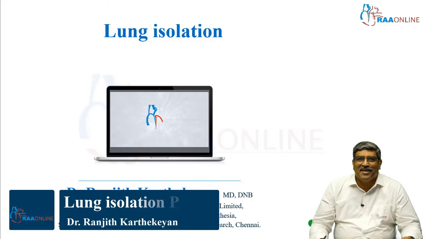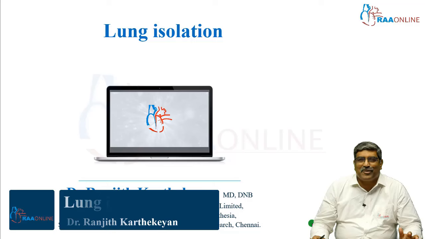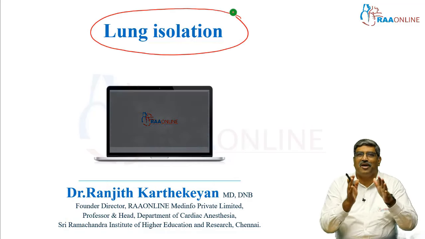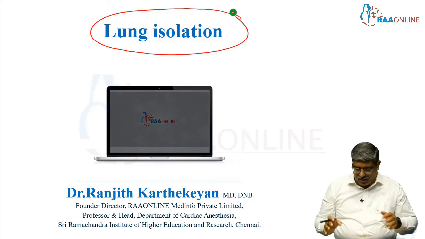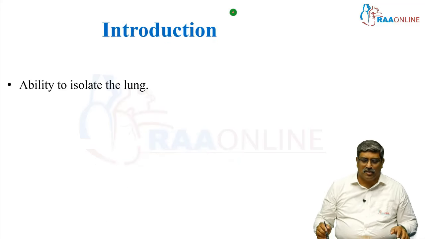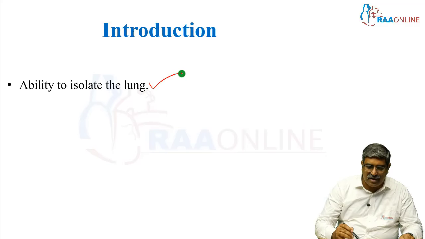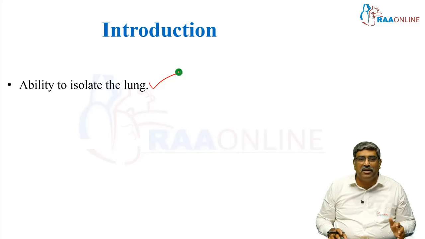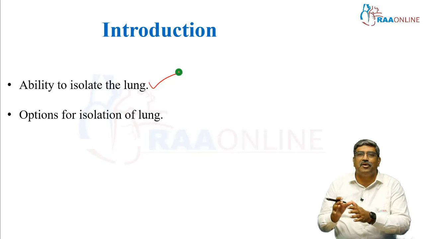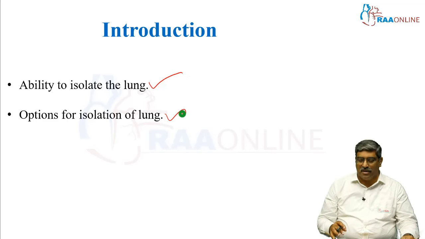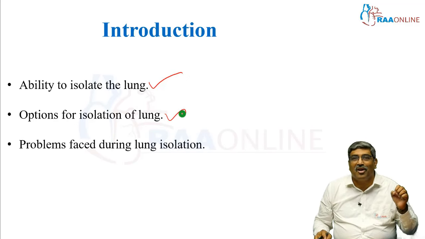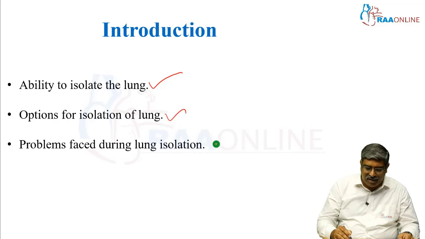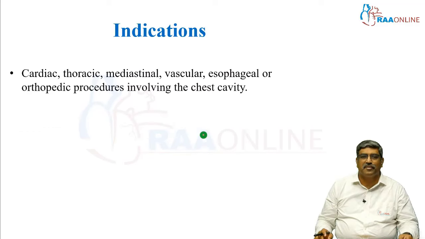Welcome to Raaonline. The most important prerequisite for any thoracic surgery is to isolate the lung. You have to isolate the operating lung from the non-operative lung. So, first thing is whether you are able to isolate the lung, and second, what are the different options available to us to isolate the lung. And third one is what are the various problems you can face in the perioperative period by isolating the lung.